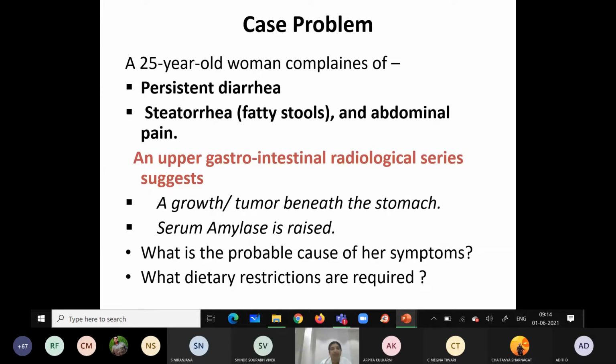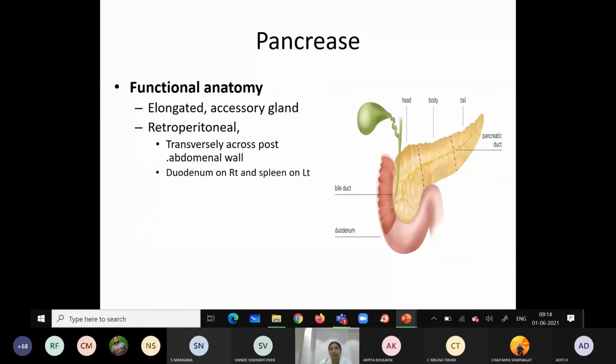So the probable cause may be pancreatitis, chronic pancreatitis, and the dietary restriction you have to advise for such patients is lower intake of fat, or almost nil intake of fat, and more intake of carbohydrates and proteins. Okay, so this is the case problem. You have seen what the main causes of pancreatitis in the patient may be. Now we'll see the physiological basis of this. Just to go through functional anatomy briefly, you must already have studied it in +2 also.